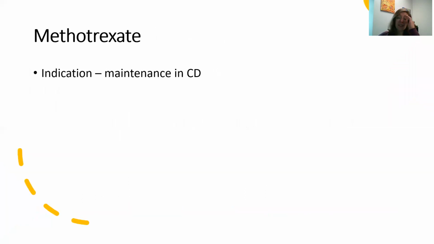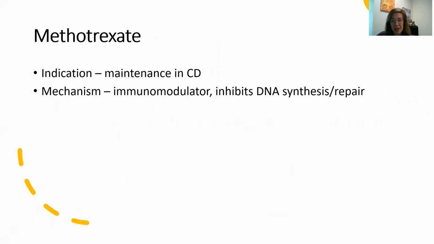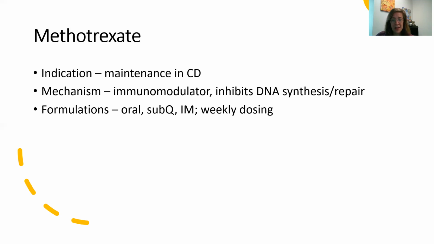All right, so next on to methotrexate. Now methotrexate is indicated for maintenance therapy primarily in Crohn's disease, and it's an immunomodulator. It inhibits DNA synthesis and repair, which helps prevent that overactive immune system in inflammatory bowel disease from doing its damage. It comes in oral and sub-Q formulations primarily, also IM, but most patients don't use that, and it's dosed weekly.